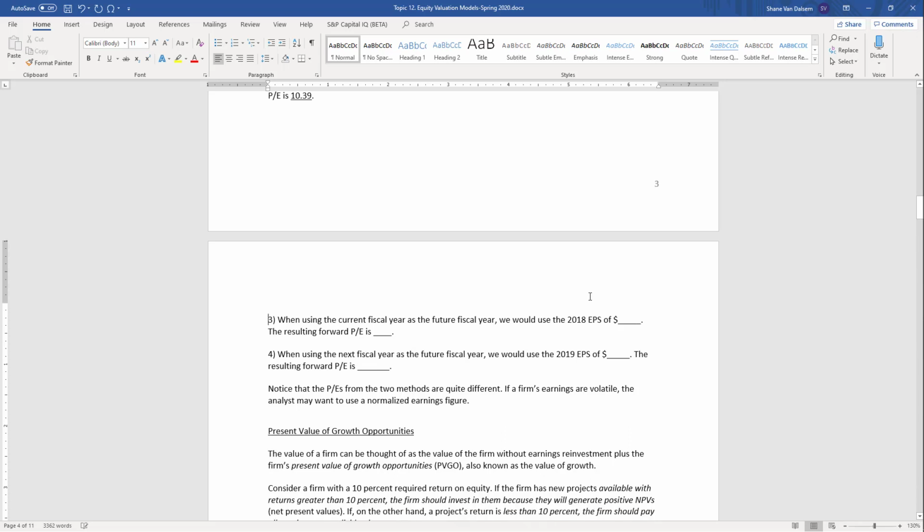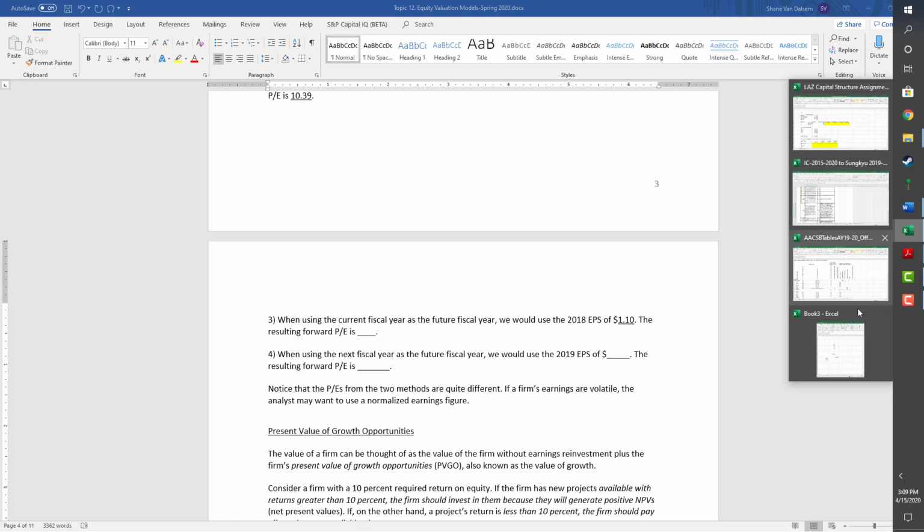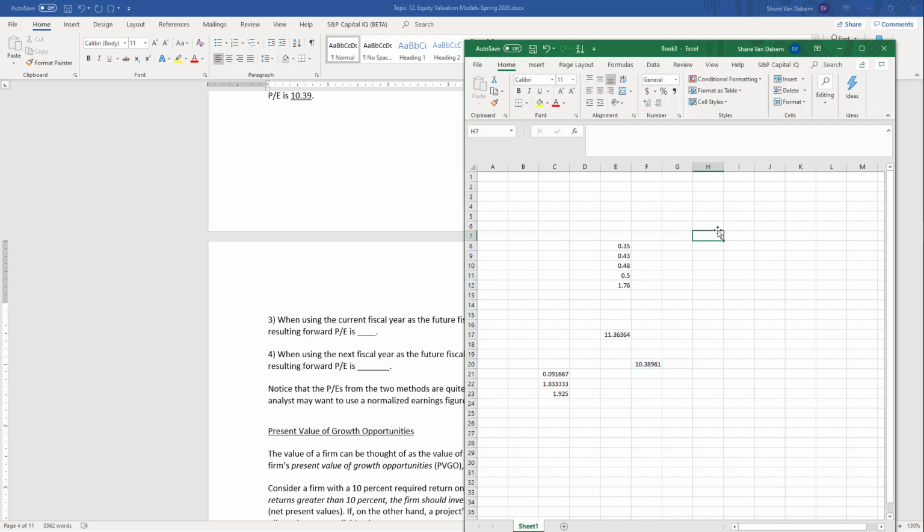When using the current fiscal year as the future fiscal year, we would use the 2018 EPS of $1.10. And again, this is considered a forward PE because the year isn't over yet, resulting in a forward PE of 20 divided by $1.10, or 18.18.